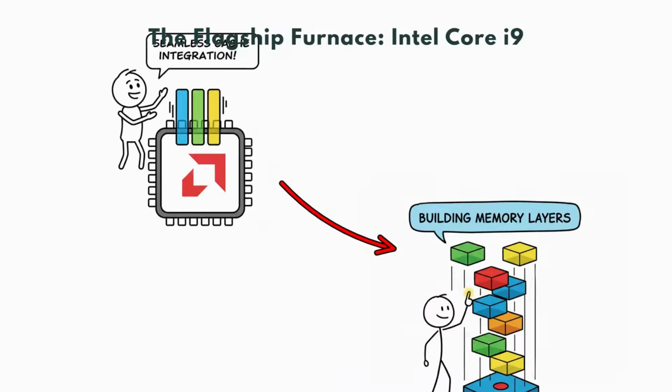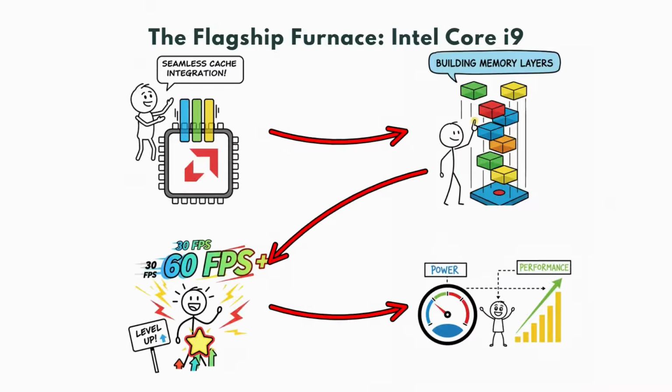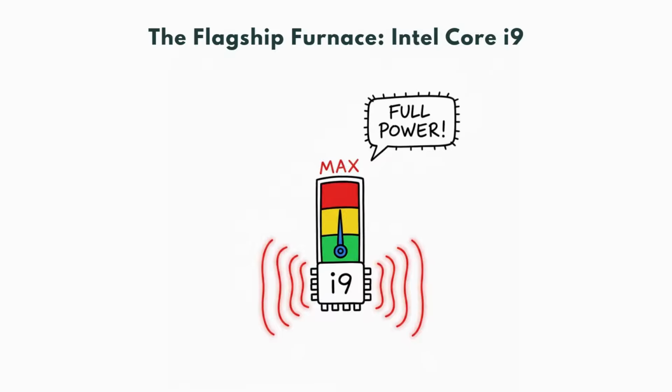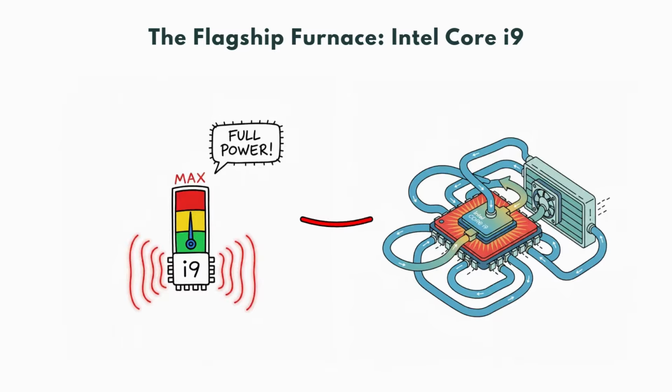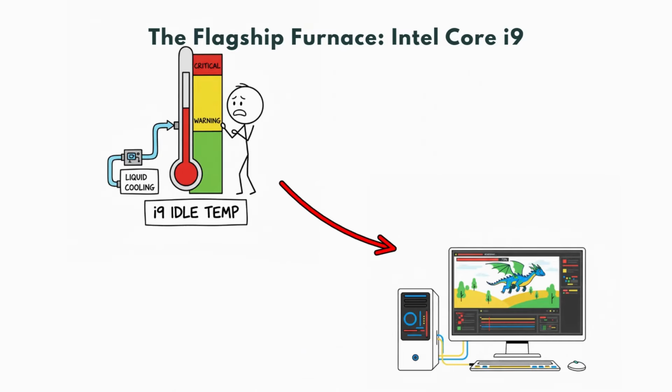AMD's chips utilize 3D V-cache technology, stacking extra memory directly on top of the processor, which boosts gaming performance massively without increasing power consumption. The i9, by contrast, achieves its speed by pushing power limits to the extreme, often requiring liquid cooling loops just to idle at acceptable temperatures. Unless you are rendering Pixar-level animations, you do not need this chip.